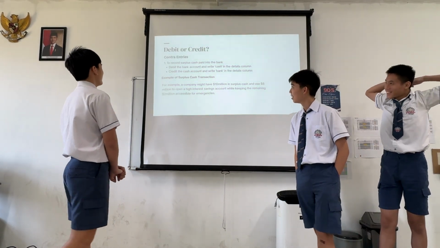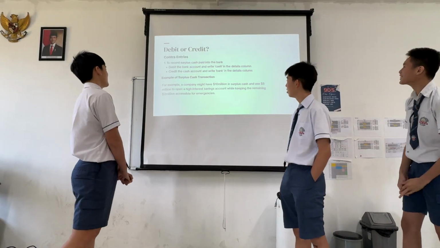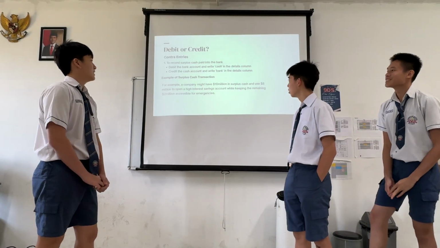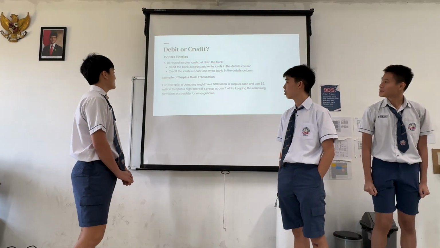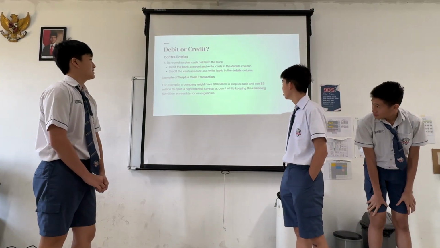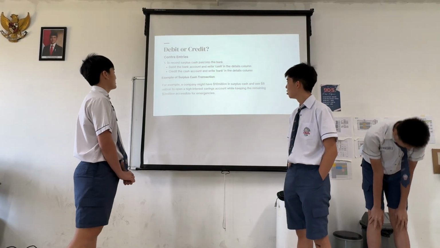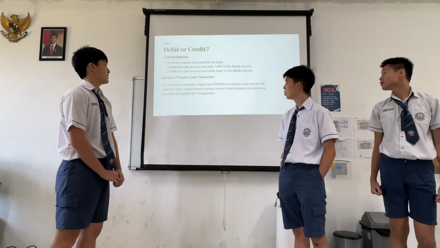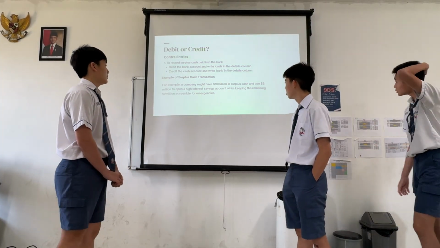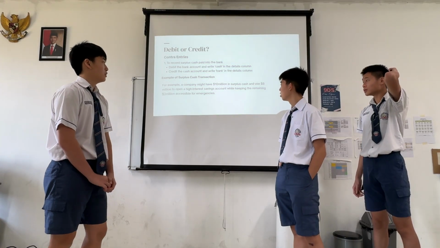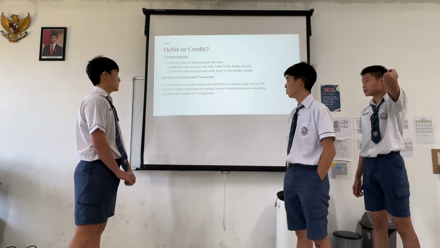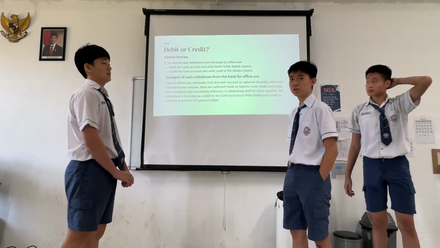Debit or credit, contra entries. 1. To record surplus cash paid into the bank, debit the bank account and write cash in the details column. Credit the cash account and write bank in the details column. Example of a surplus cash transaction: a company might have 10 million in surplus cash and use 8 million to open a high interest savings account while keeping the remaining 2 million accessible for emergencies.